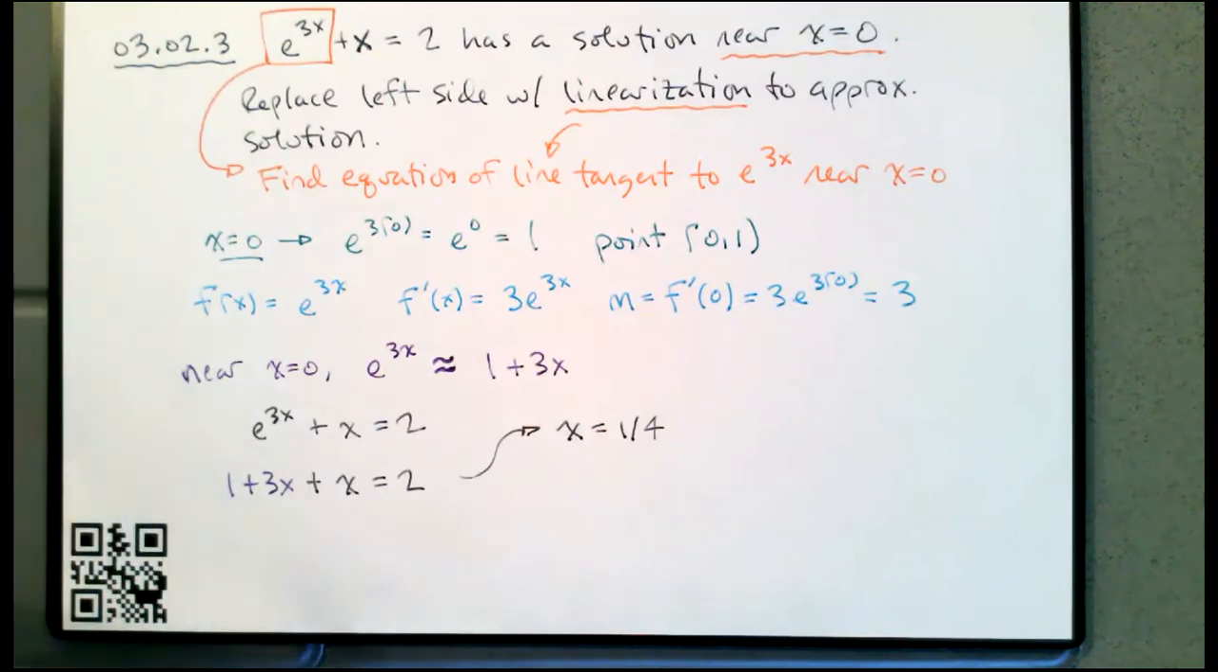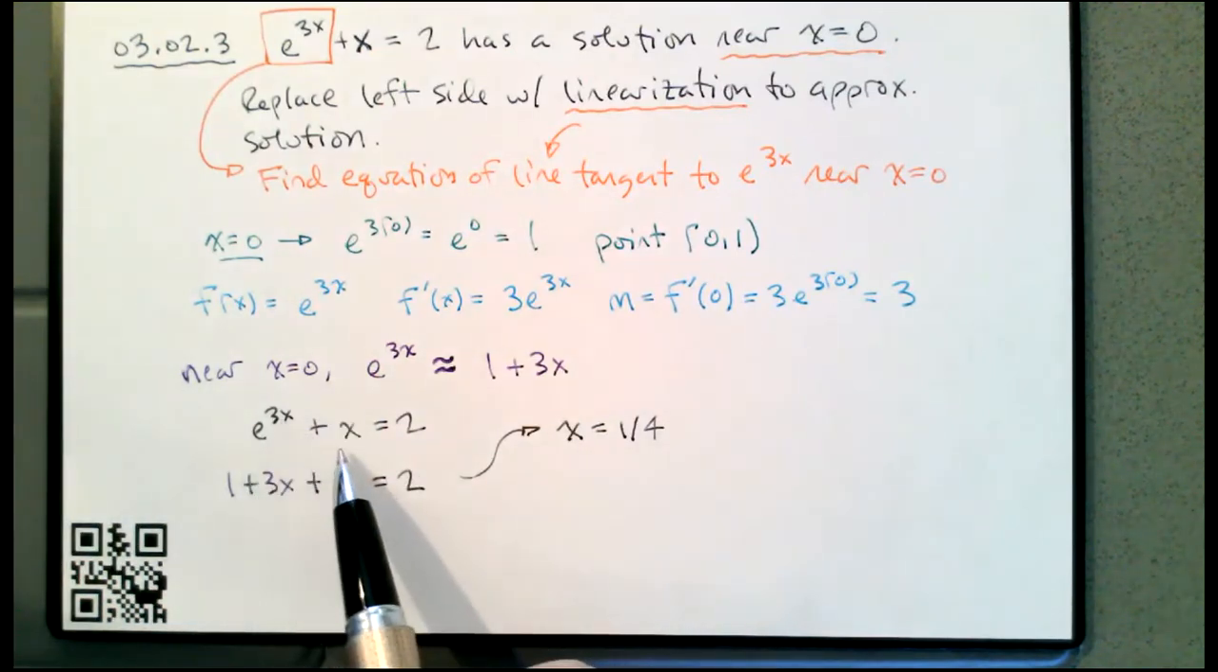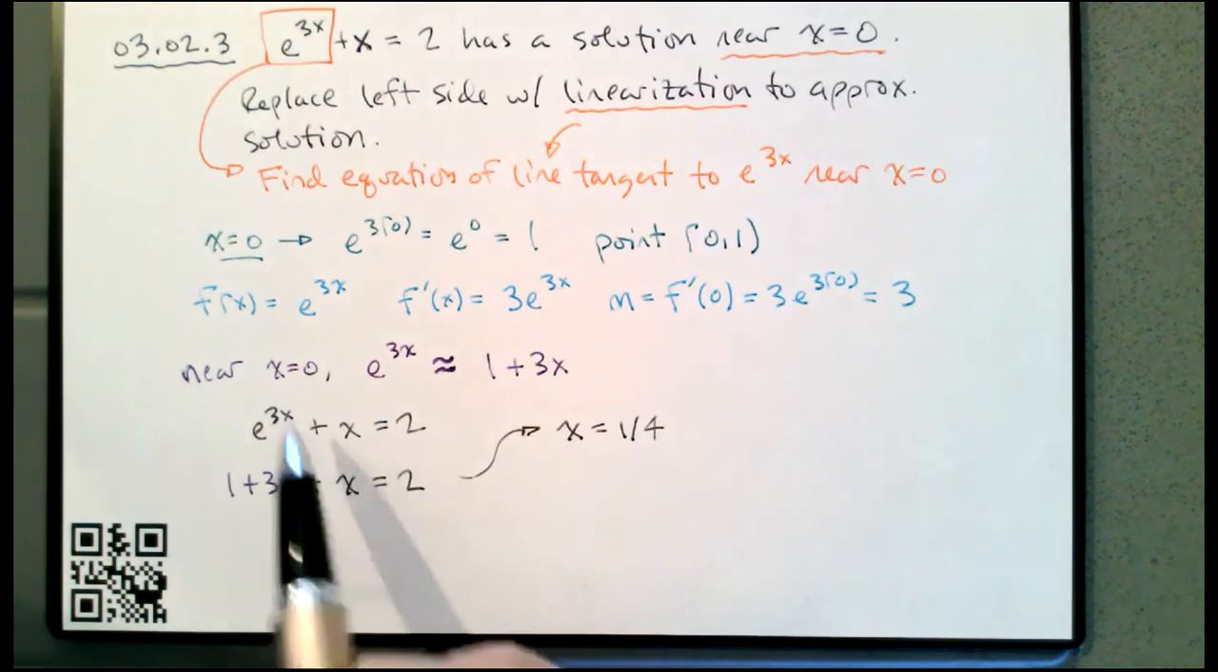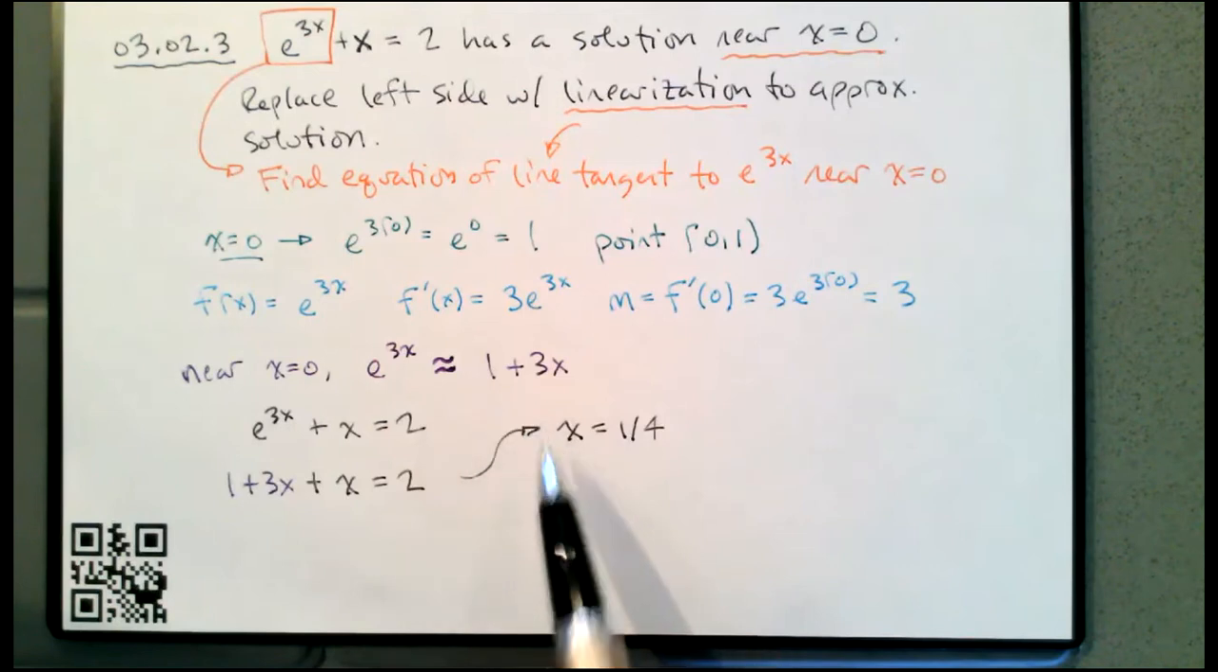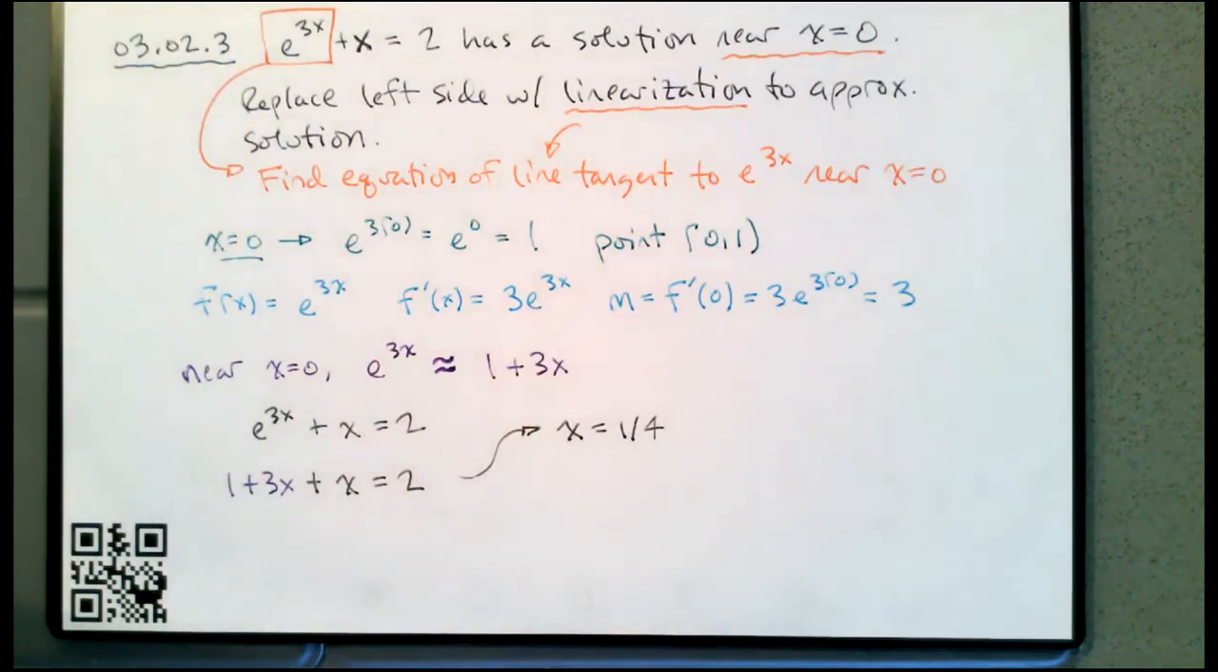So this is the equation we're trying to solve: e to the 3x plus x equals 2. We're replacing e to the 3x with the approximation of e to the 3x. And how do you get 1/4? I solved this equation: 1 plus 4x equals 2. I subtracted 1 from both sides and divided by 4. Okay, that helps. I'll look it up later. Thanks, Professor Rich.